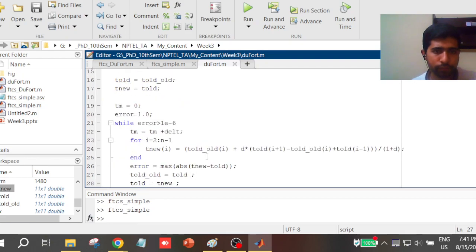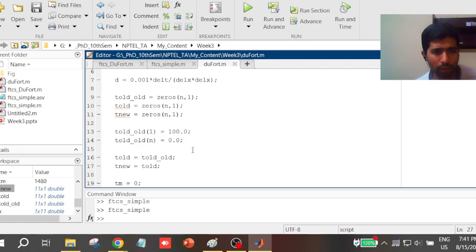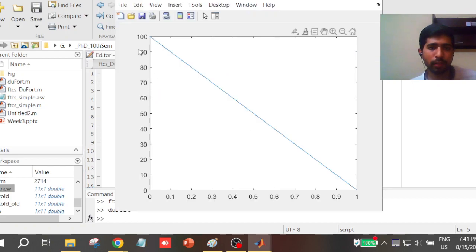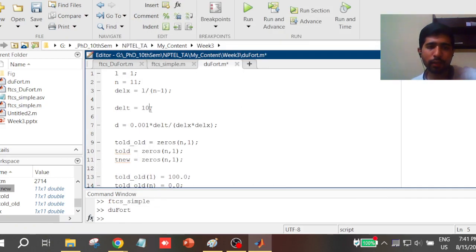Okay, so now I have the scheme. So delta t is equal to 1. Let me check whether the scheme is correct or not. Okay, so the scheme is correct. You are getting 100 to 1. So when I went to delta t is equal to 5, I think 6, there FTCS simple was diverging.